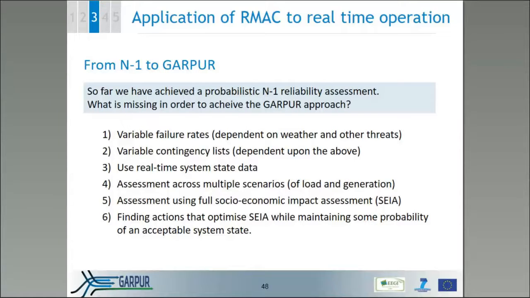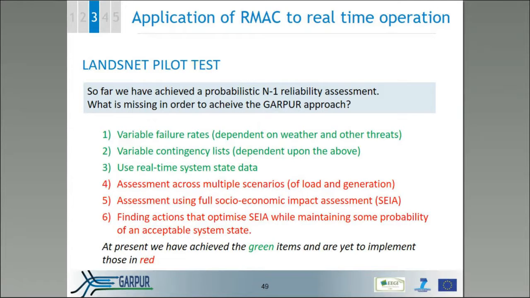The interruption costs that I showed are also just one aspect of a full socioeconomic impact assessment. So we haven't considered in this example things like operational costs or environmental costs, but they should, within the context of GARPUR, be assessed. And finally, the aim is to not just assess risk using probabilistic approaches, but to be able to control the risk by suggesting control actions that reduce the overall risk state of the system while still complying with the acceptability constraints. So for the Landsnet pilot test, we've achieved the first three of these points in addition to the models that I walked through earlier, but we're yet to cover the points shown in red.